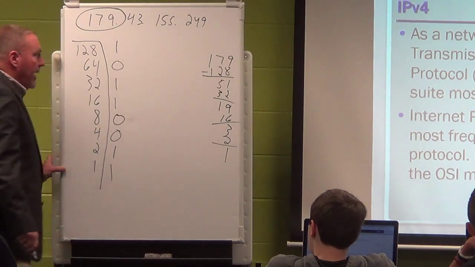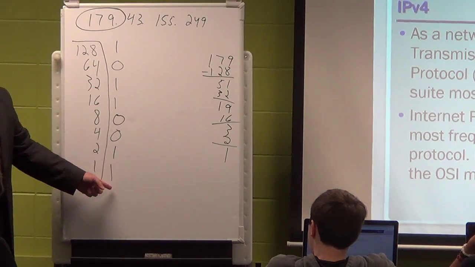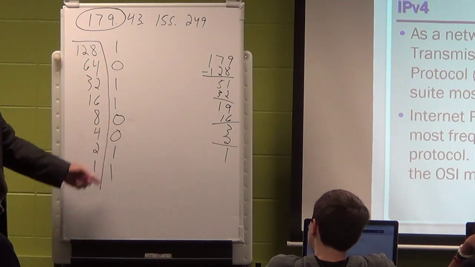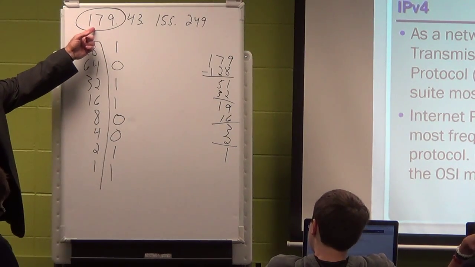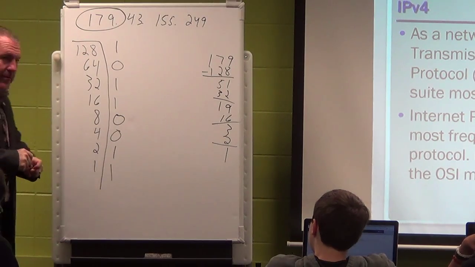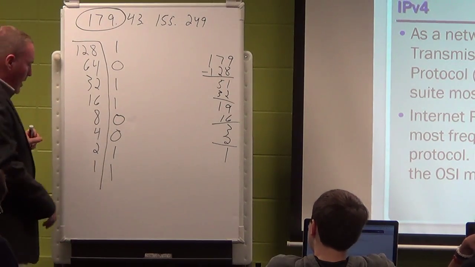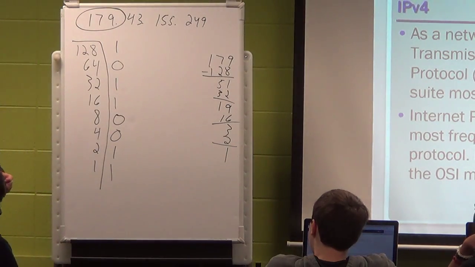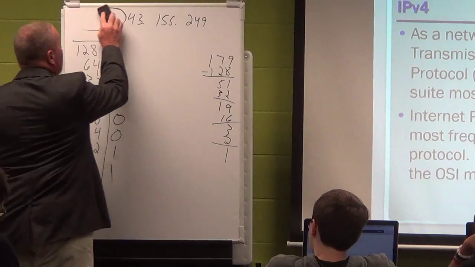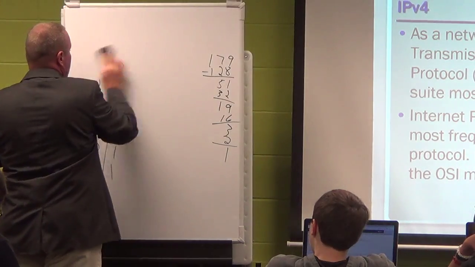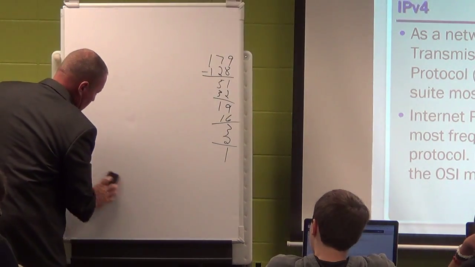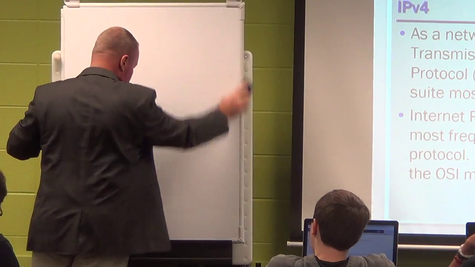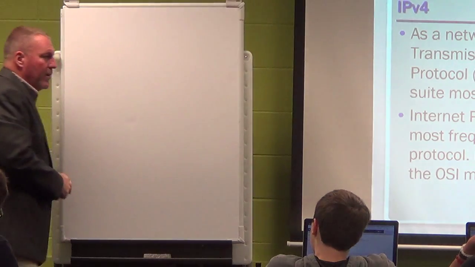1. Okay, so this is the binary equivalent of this decimal number. Everybody got that? All right, we'll do one example of this again from the very beginning.